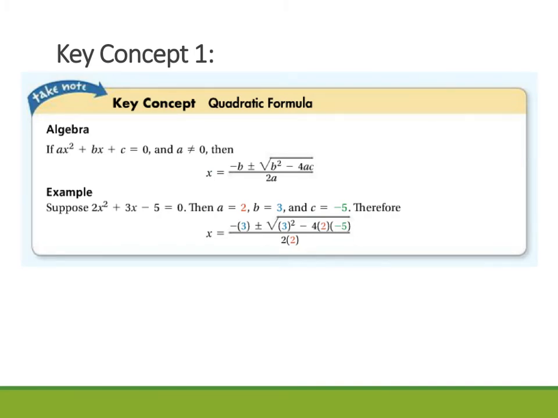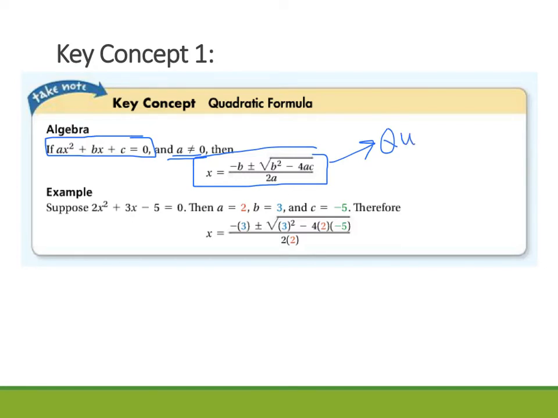Okay, so here's your first key concept. The first key concept introduces the idea of the quadratic formula. So notice that in the statement it says, if ax squared plus bx plus c equals 0, and a does not equal 0, then, and then it gives you this right here, this is the quadratic formula. X is equal to negative b plus or minus the square root of b squared minus 4ac, and all of that is over 2a.